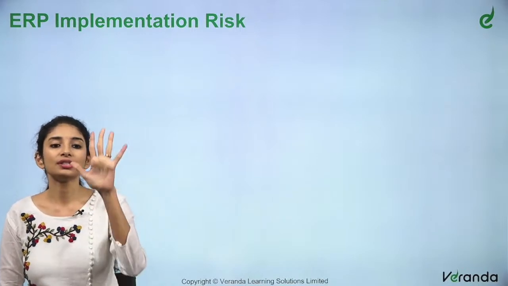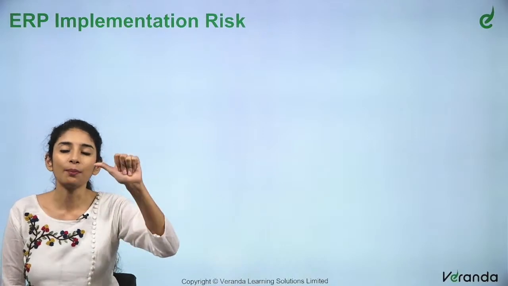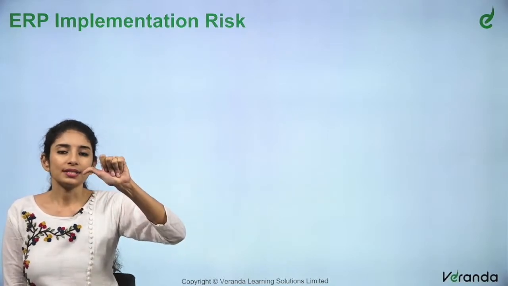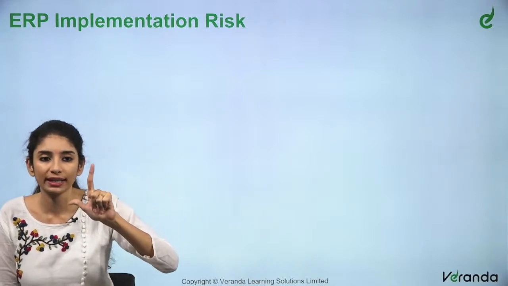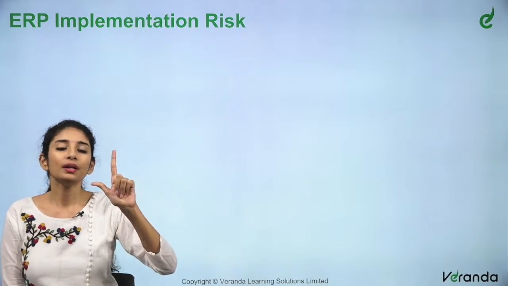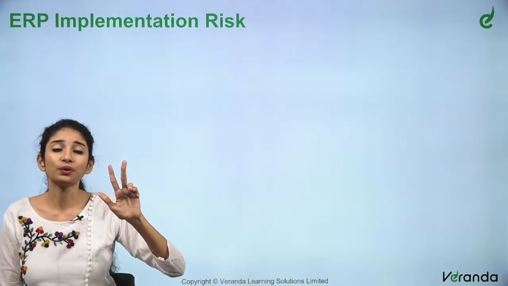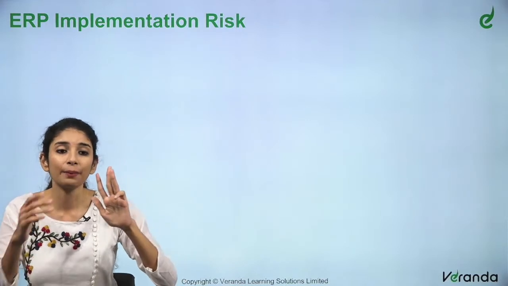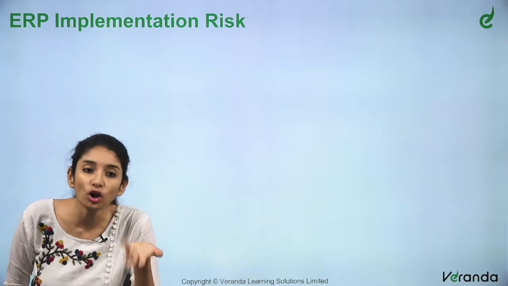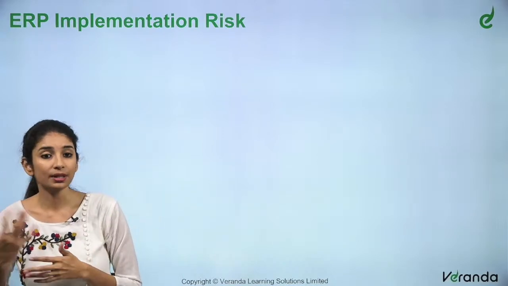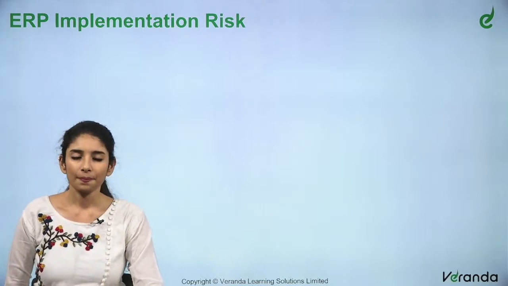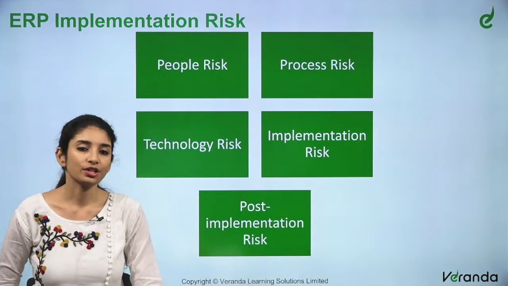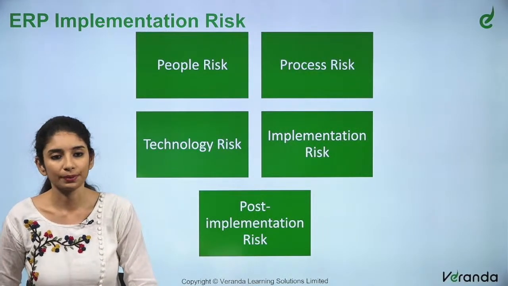ERP implementation risk is divided into 5 categories of risk. Category number 1 is people risk: risk related to people of the organization. Second is process risk, related to the process in an organization because of ERP implementation. Then I have technological risk. I could have a few technological issues while implementing ERP. After that, I have implementation risk. During the implementation of ERP, what are the hurdles that I can face? And finally, I have post-implementation risk. After implementing the ERP, is there something that I need to be careful or aware of? People, process, technology, implementation and post-implementation.